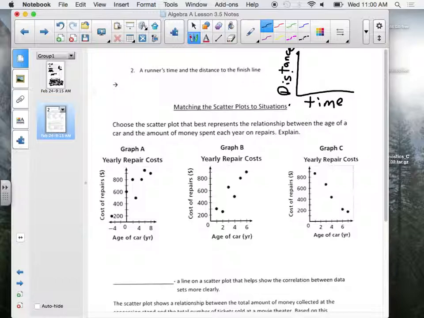So as she's running, Julia, explain this to me again. As she's running, she is decreasing in distance. Right. So as her time goes on, and it probably wouldn't look like this, because she would probably need to stop and take a break, but as time goes on, her distance to the finish line decreases. And so you said it was negative, right? Right, so there would be negative correlation.